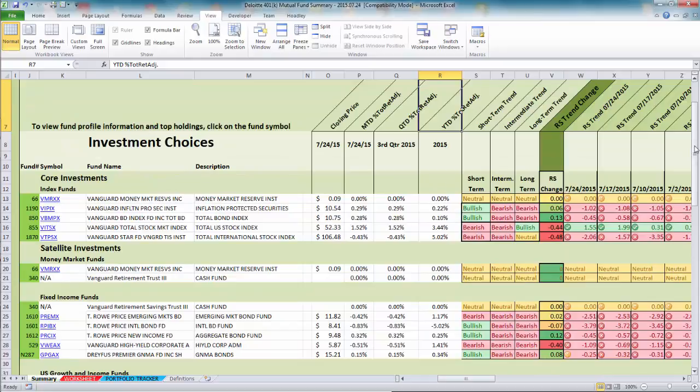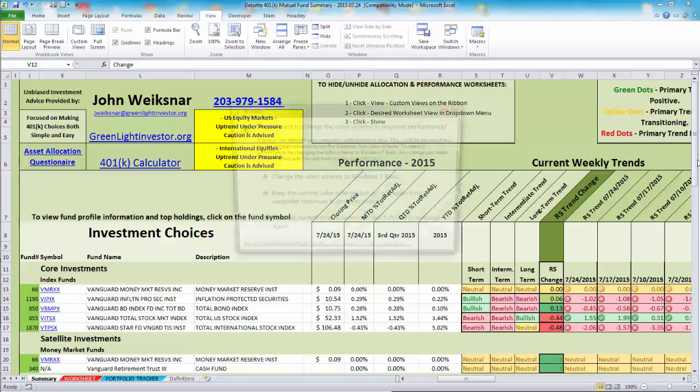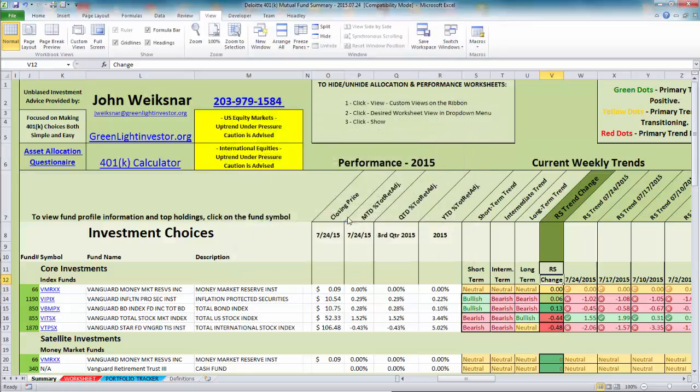And finally, let's go to what I think is the most important and unique feature of this worksheet, and it's the current weekly trend section. This is on the right side, and it's anchored by column V. Column V shows the relative strength change on a week-over-week basis for each of the funds. What this means is when you see bright reds, those will be the weakest performing funds each week, and the green, and especially the brighter greens, will be the stronger performing funds each week.